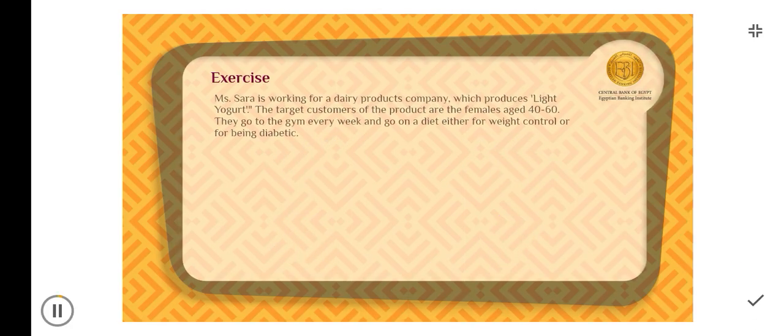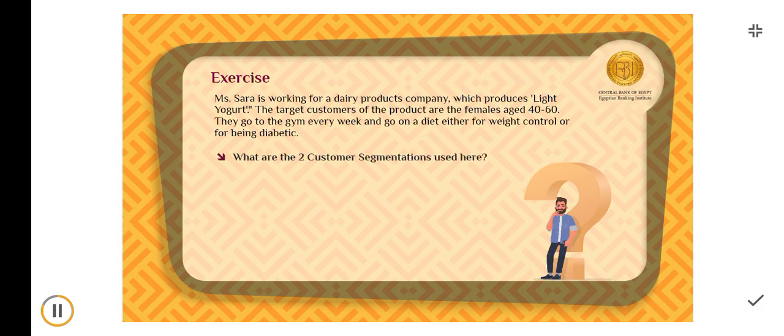Miss Sarah is working in a dairy products company which is producing light yogurt. The target customer of the product is females with age above 40 up to 60 years old, who go to the gym every week and are on a diet either for weight control or being diabetic. What are the two customer segmentations used here?